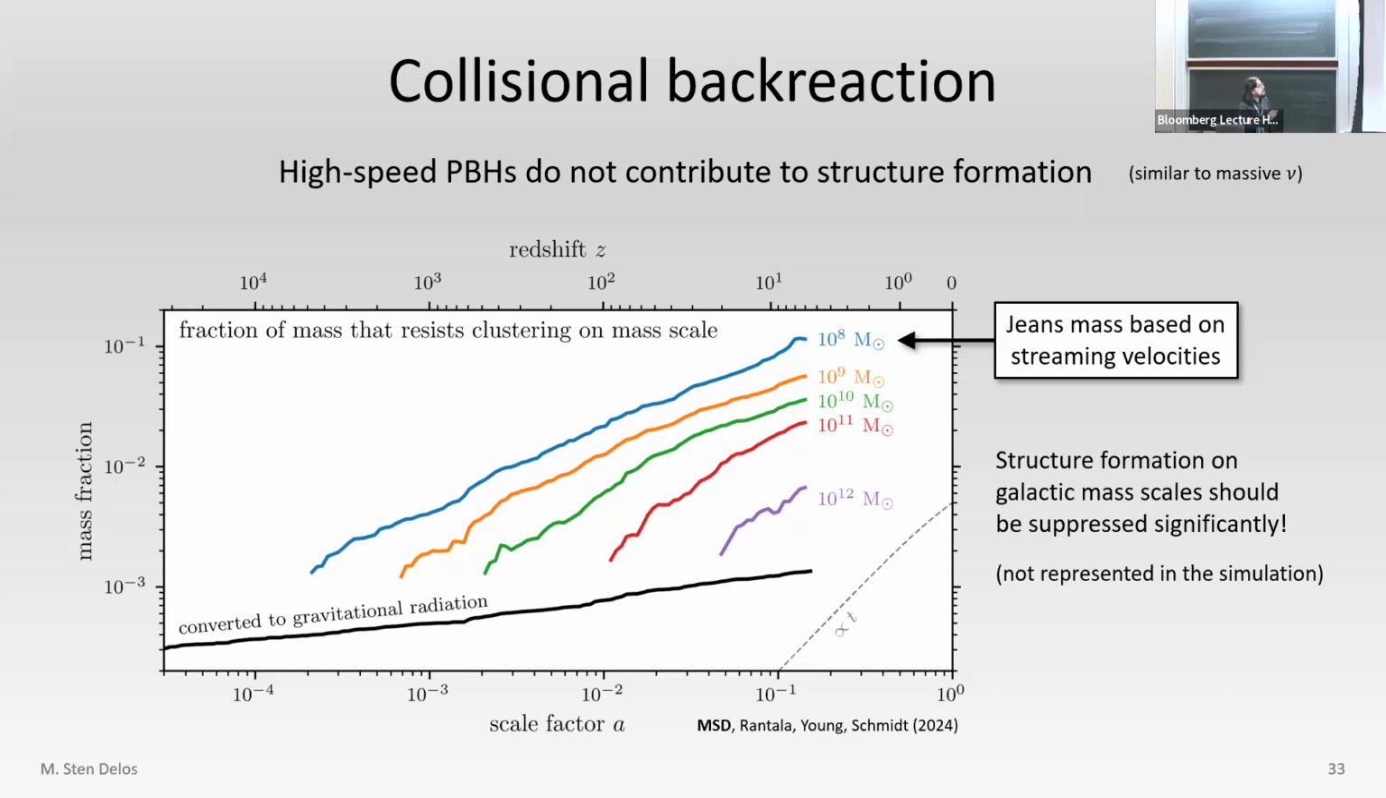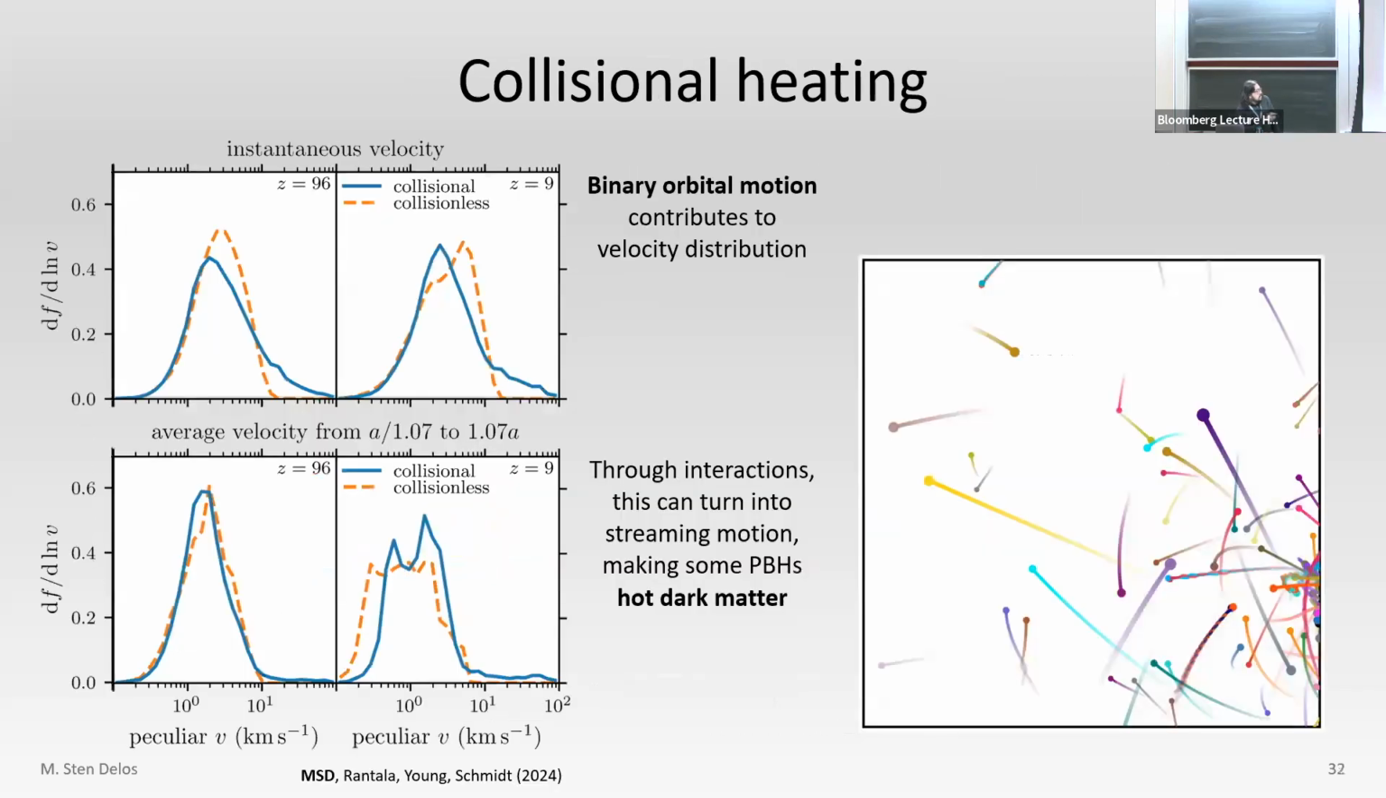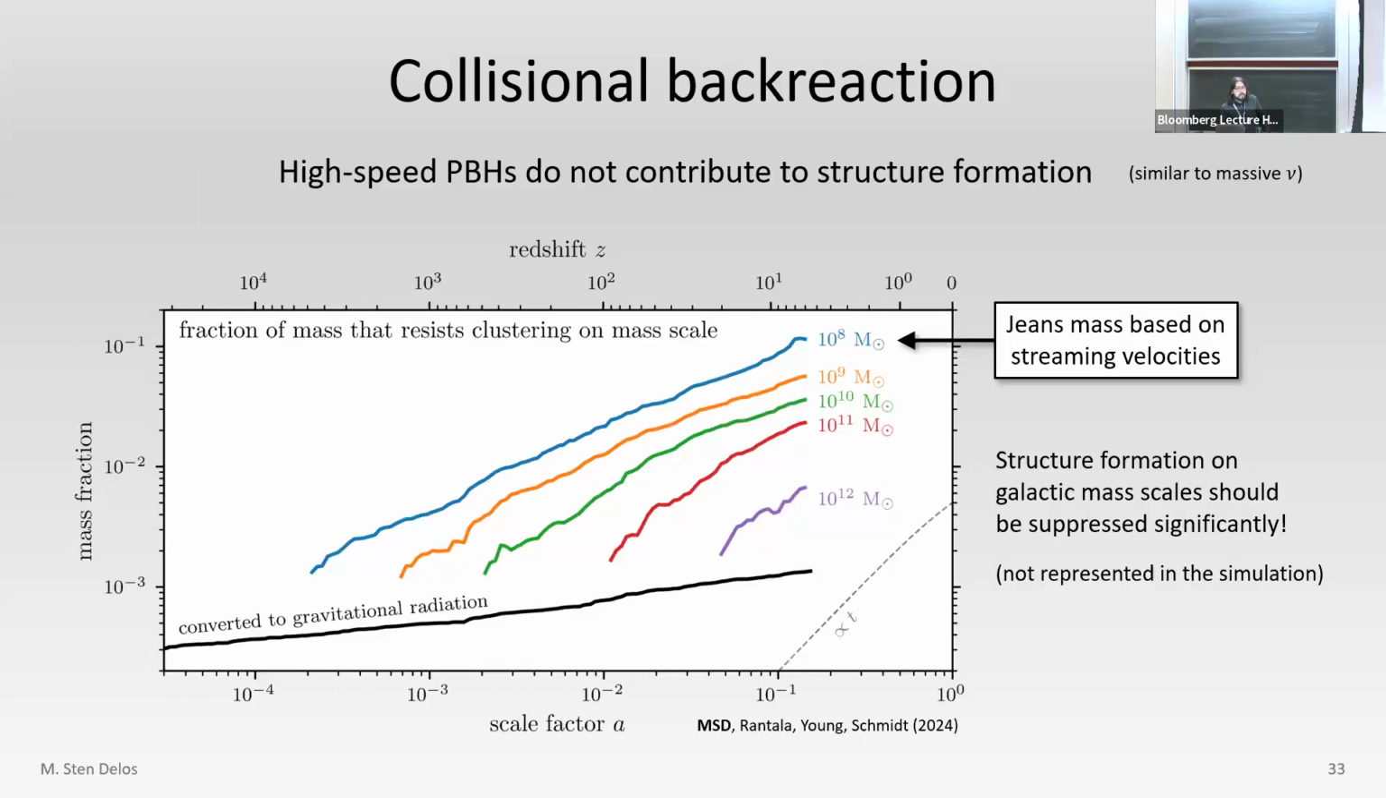Sorry, I'm confused about what you actually did. Okay, this is the fraction of mass that resists clustering as a function of time, and I'm considering different mass scales. These are calculated by saying, okay, I have the velocity distribution in the simulation, and for each velocity, I can associate the Jeans mass. Because these particles are moving, they're not going to cluster on some mass scale. You're discussing the effect of this tail? Yeah, exactly. We have this velocity distribution. I can associate each velocity with a characteristic Jeans length, a length scale in which it would cluster, and then I can convert that to a mass scale, and that's what I'm doing here.